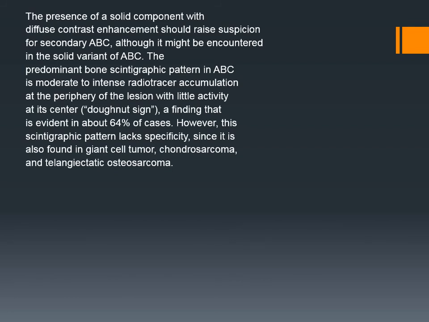The predominant bone scintigraphic pattern in aneurysmal bone cyst is moderate to intense radiotracer accumulation in the periphery of the lesion with little activity at its center. Donut sign, a finding that is evident in about 64% of the cases. However, this scintigraphic pattern lacks specificity, since it is also found in giant cell tumor, chondrosarcoma, and telangiectatic osteosarcoma.